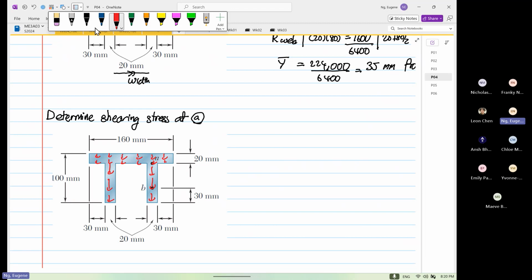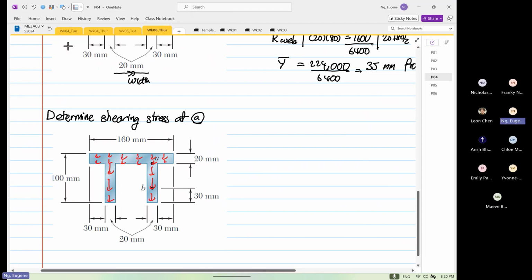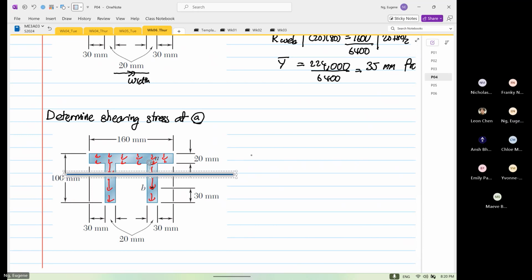Okay. So before we go on, this is our centroid. So this distance to here is 35. Right? And at point A, it stops at the junction between the flange and the web.